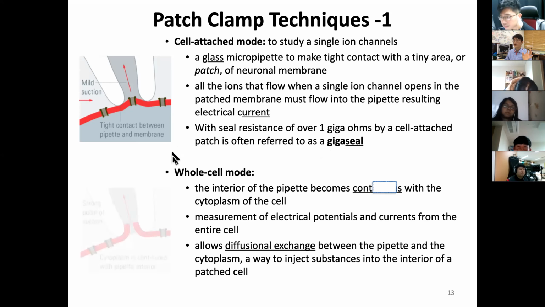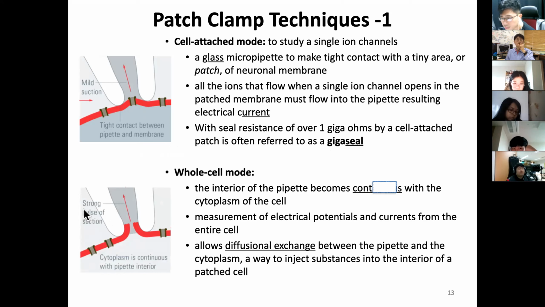What about whole cell mode? So now you know that you've attached it, okay? And you can have a strong pulse of suction, then you can puncture, make a hole. So what happens? The cell cytoplasm is now connected to the inside of the glass micropipette, which is filled with a solution, okay? So that we call whole cell mode. Now you are actually connected.